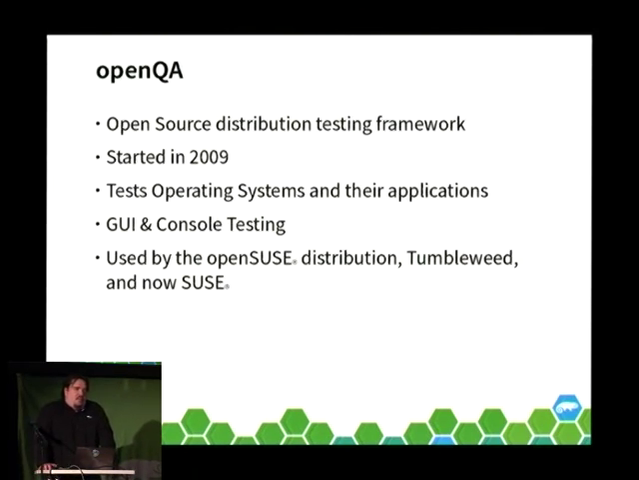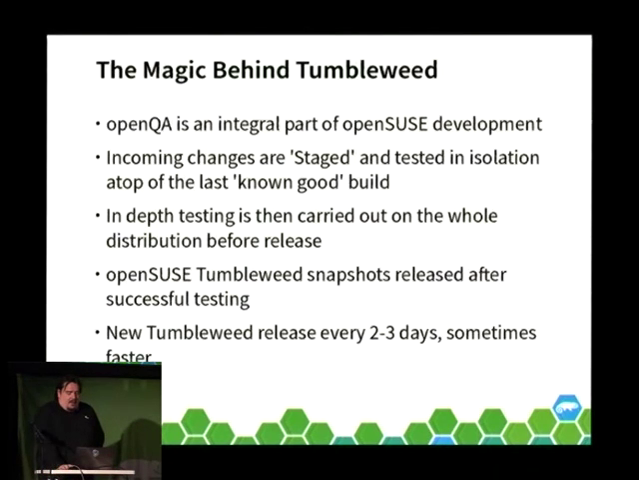And on the console side, that's a little bit more traditional, looking at a serial console, throwing stuff into the command line, seeing what gets out of it. We use it in openSUSE for building the main openSUSE distribution. We use it for Tumbleweed, and obviously SUSE are now using it as well for SLE. So it's really the magic behind the Tumbleweed rolling distribution.